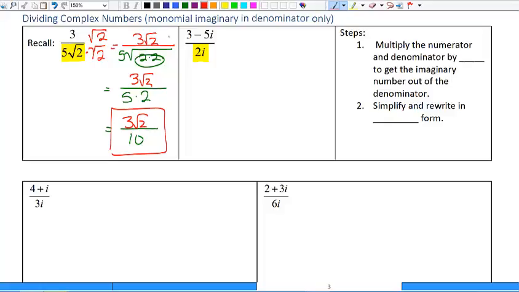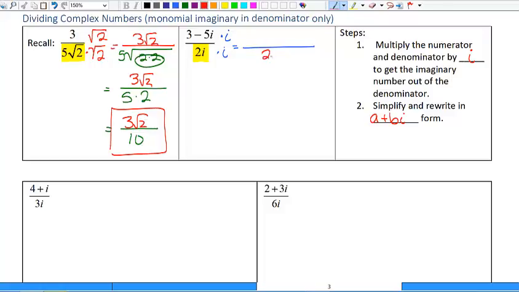Now when we're dividing complex numbers with monomial denominators only, just like we did over here with the monomial radical, we are going to follow the following steps. Multiply the numerator and denominator by i to get the imaginary number out of the denominator. So just like before, we had to multiply by something convenient so we got 2 copies of it. In this case, I'm going to be multiplying by i to get the imaginary number out of the denominator. Next, we're going to simplify and rewrite in a plus bi form. Again, this only works if there's a monomial in the denominator. So I am going to multiply by i over i. Whatever you do to the denominator, you must also do to the numerator.